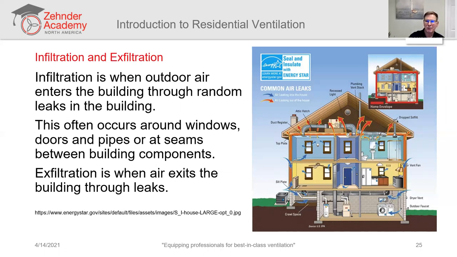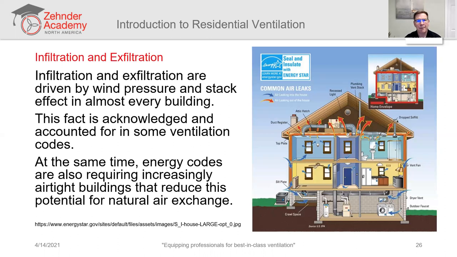And then air escaping, especially in a climate like ours up here in the Northeast, is very often escaping in the upper part of the building through openings in the ceilings for lights or other vents, or air is escaping into the attic, things like that. So just acknowledging that even a pretty good building without being extremely purposeful is going to be leaky. You're going to have infiltration or exfiltration. Infiltration is air leaking in, exfiltration is air leaking out. These can be compounded by or driven by wind pressure and stack effect, of course. And in some ventilation codes, this natural or typically occurring infiltration is accounted for. So you can actually use it to be part of the ventilation in the building.